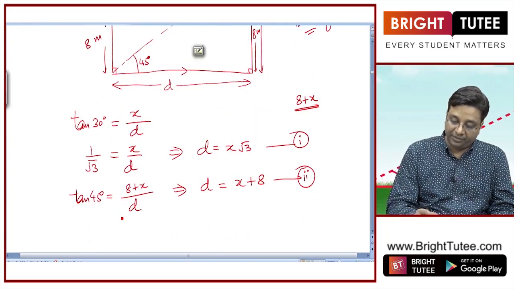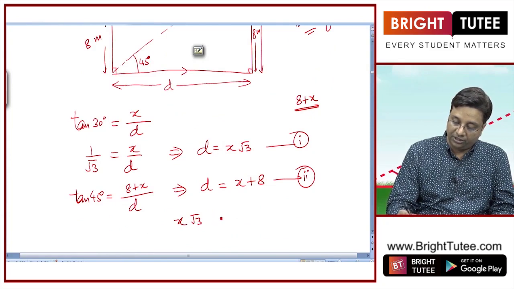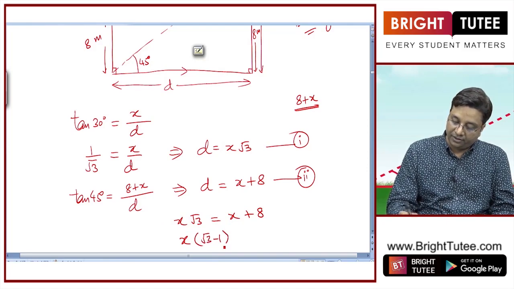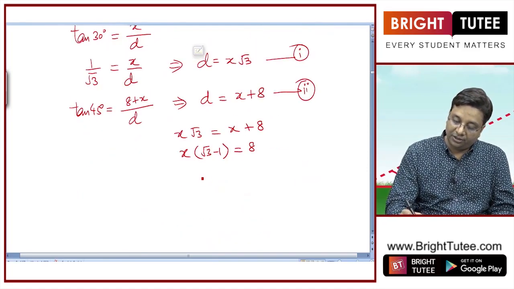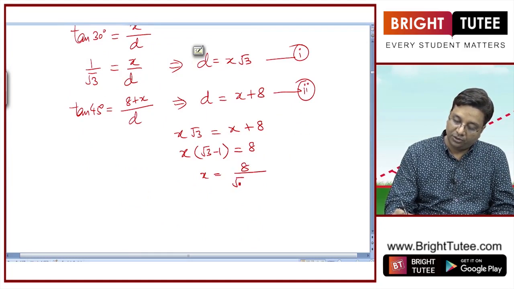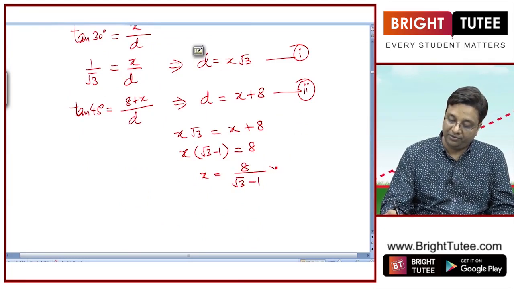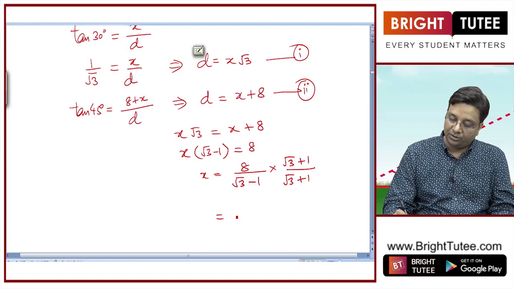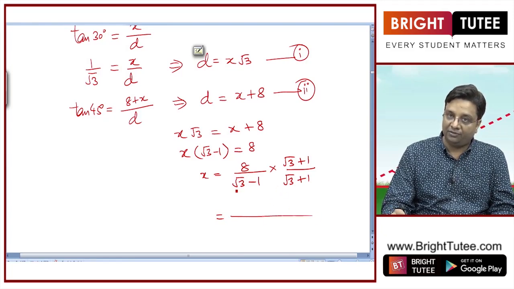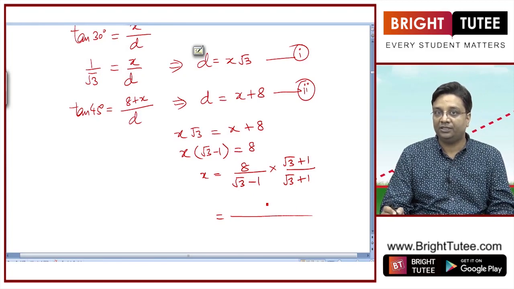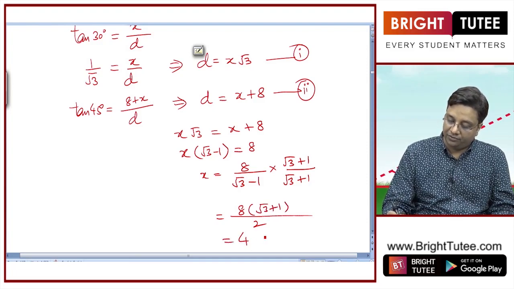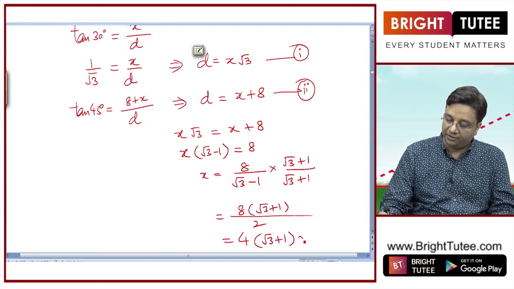What we can do is compare these 1 and 2. So I can say x root 3 is equal to x plus 8. If I take x as common, it is equal to 8. So x is equal to 8 upon root 3 minus 1. If you want to simplify it further, you can multiply and divide by root 3 plus 1. This will rationalize the denominator. The denominator will now become root 3 squared minus 1 squared, which is 3 minus 1, 2. And the numerator is 8 root 3 plus 1, which can be written as 4 root 3 plus 1 meter.